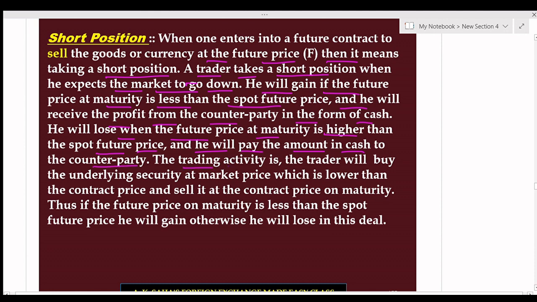The trading activity is that the trader will buy the underlying security at market price, which is lower than the contract price, and sell it at the contract price on maturity. Thus, if the future price on maturity is less than the spot future price, he will gain, otherwise he will lose in this deal.